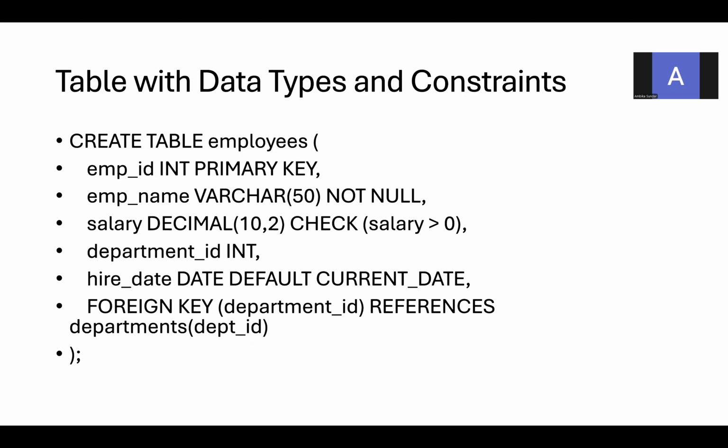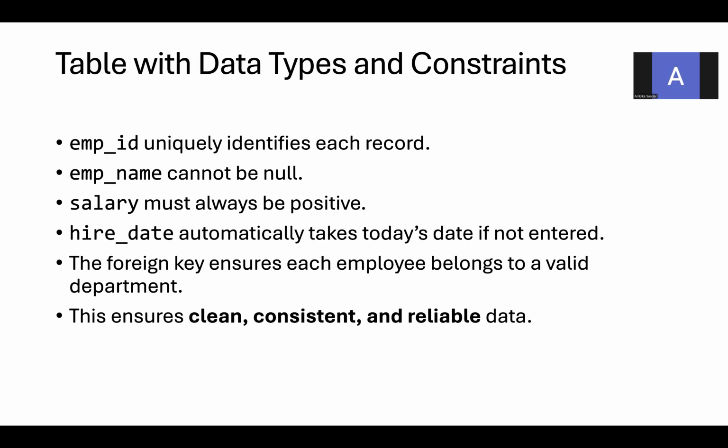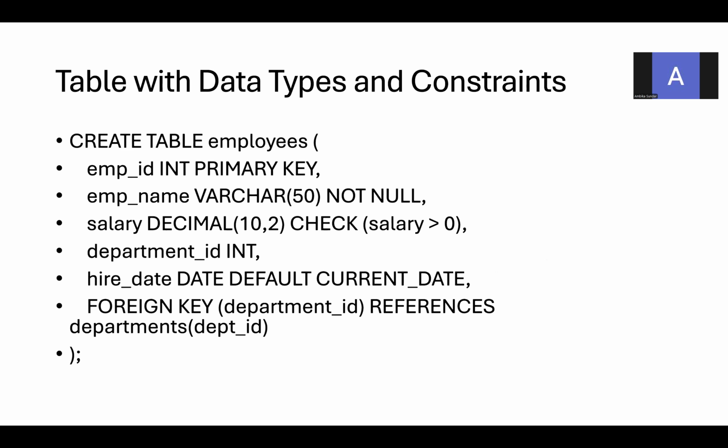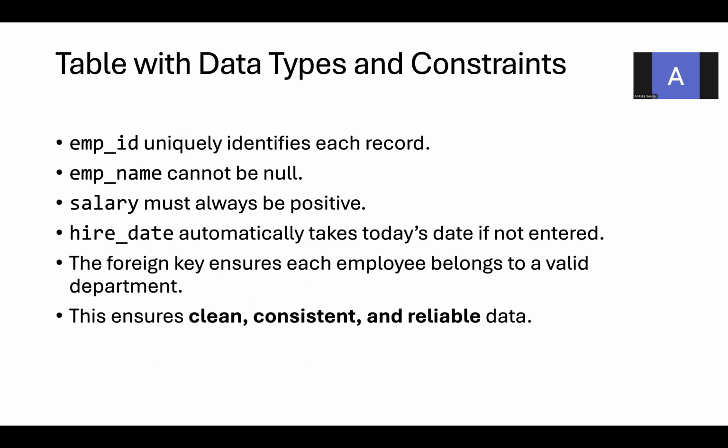So this is the way we are going to create the table with the column name, data type and constraints. Employee ID uniquely identifies each record. Employee name cannot be null. So this is what we saw here. Whatever I explained here, I'm just summarizing. The salary must always be positive. That's why you are specifying check greater than 0.